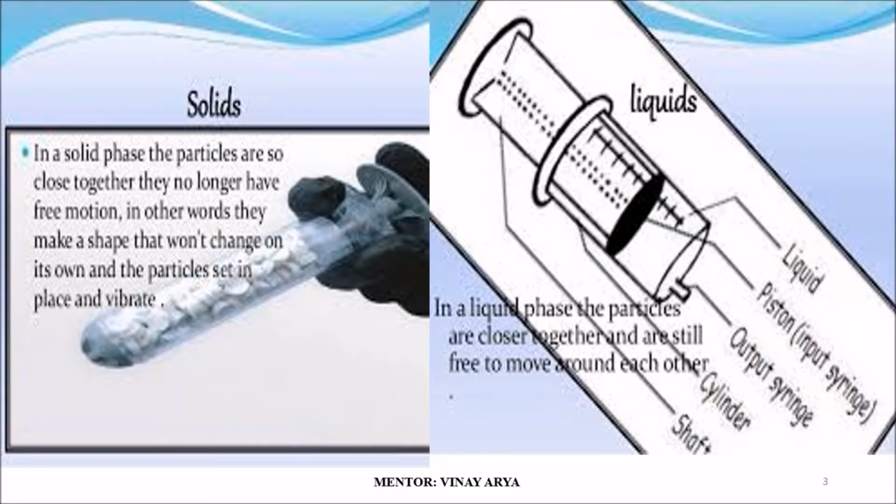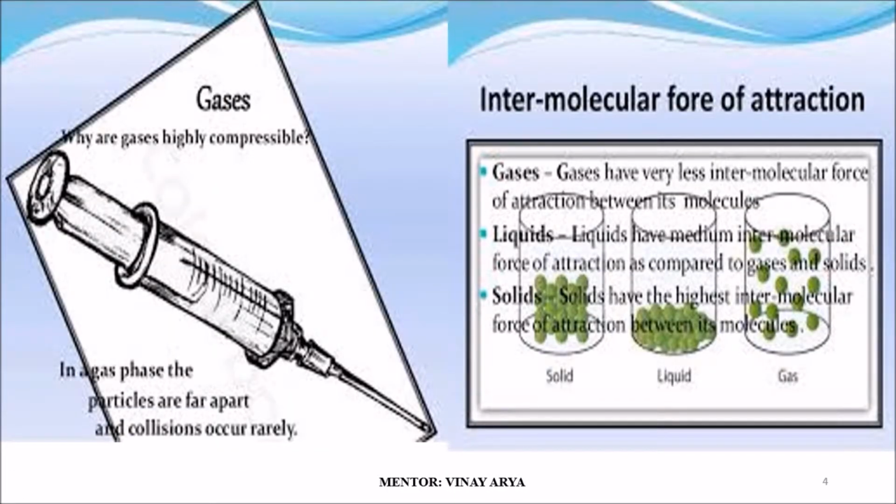If we talk about the solid phase, the particles are so close together that they no longer have any free motion. In other words, they make a shape that won't change on its own, and the particles set in place and vibrate. In the liquid phase, the particles are closer together and are still free to move around each other. In the gas phase, the particles are so far apart and collisions occur so rarely that if we apply pressure, the gas can be compressed.